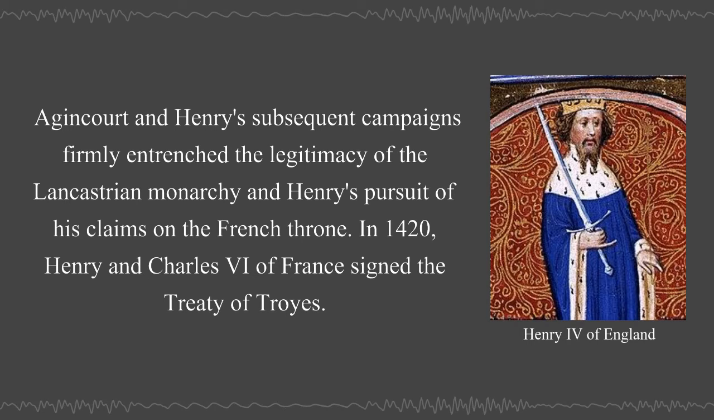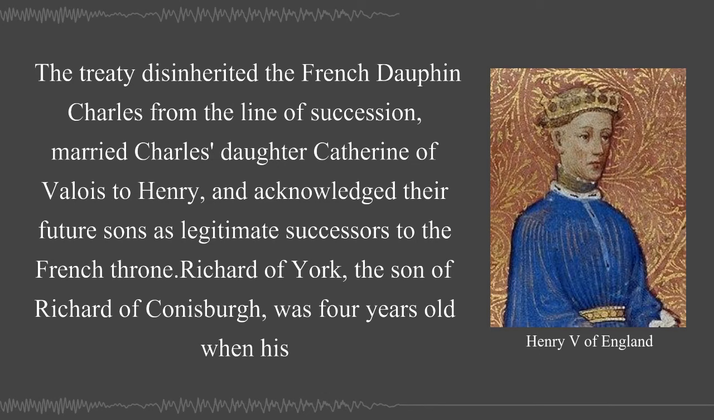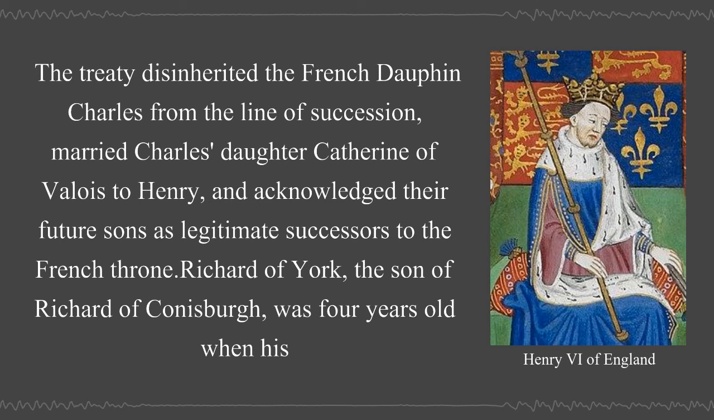the French throne. In 1420, Henry and Charles VI of France signed the Treaty of Troyes. The treaty disinherited the French Dauphin Charles from the line of succession, married Charles' daughter Catherine of Valois to Henry, and acknowledged their future sons as legitimate successors to the French throne.